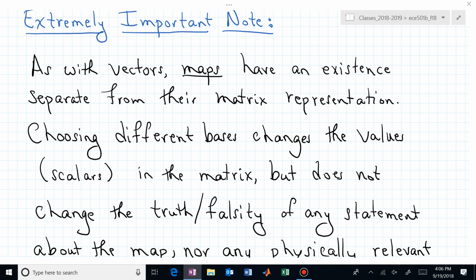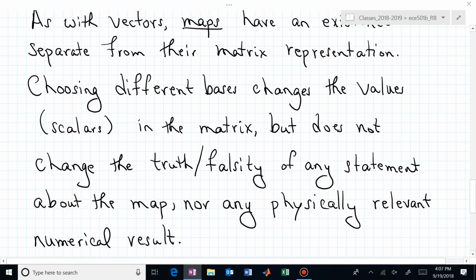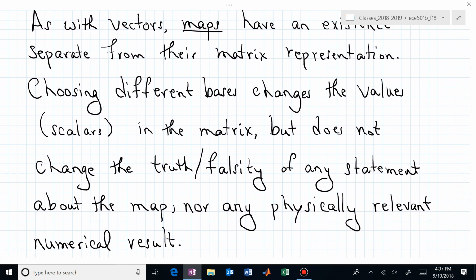So maps have an existence separate from their representation. That's what this important note is saying, just like vectors. And if you choose different bases, that changes the scalar numbers in the matrix or in the vector, but it really doesn't change the properties of that particular linear map, the truth or falsity of any statement about the map, nor any physically relevant numerical result.